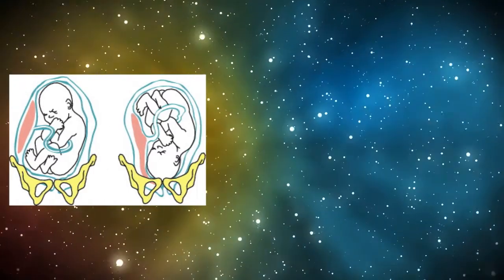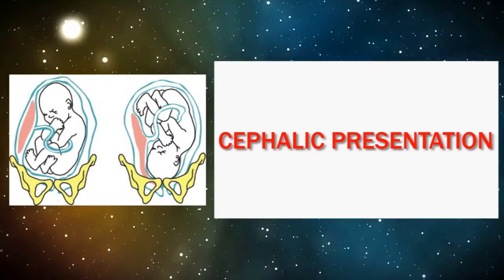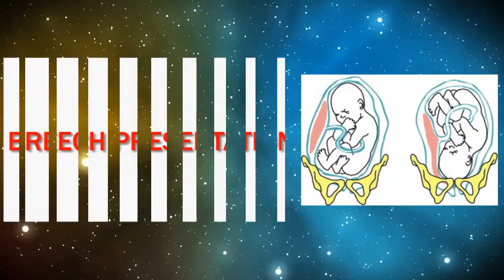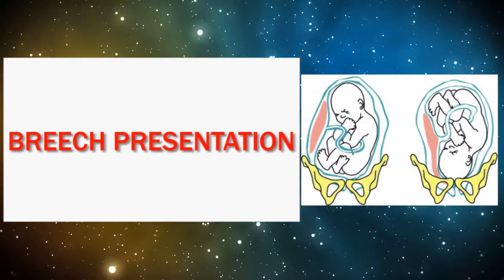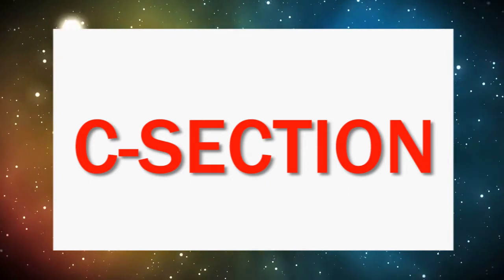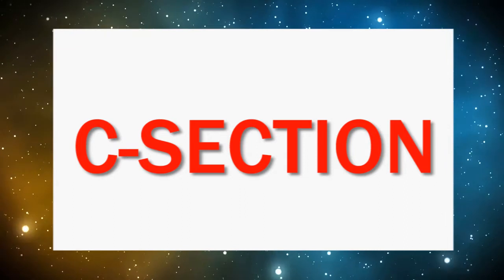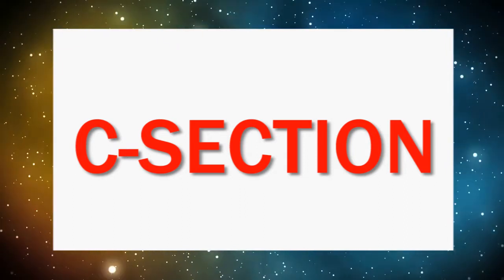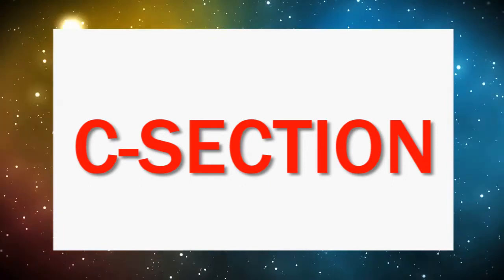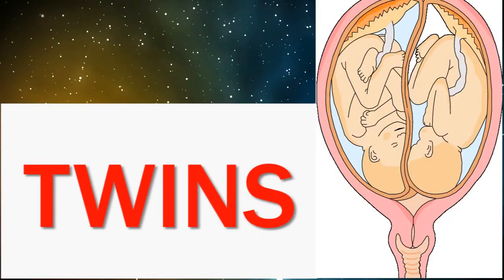This is called cephalic presentation, as opposed to the image on the left side where the fetus is sitting in the womb. That's known as breech presentation. In this last case, a C-section is usually done to deliver the newborn. The C-section is a surgery where an incision is done through the abdomen and then the uterus is also cut to extract the baby. Sometimes there are two babies. This is known as twins, which looks something like this.